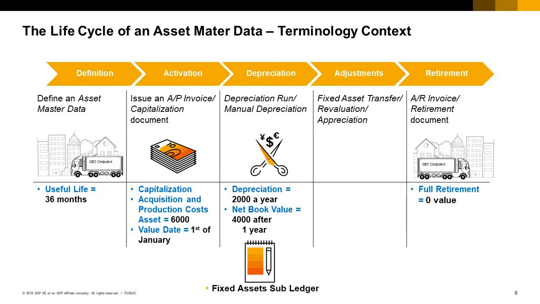After the asset is fully retired, its value in the asset balance sheet account, in the fixed assets sub-ledger, will be registered as zero. Note that in the retirement document there is an option for a partial retirement. In this case, the asset will hold the remaining value until the end of the item's useful life.